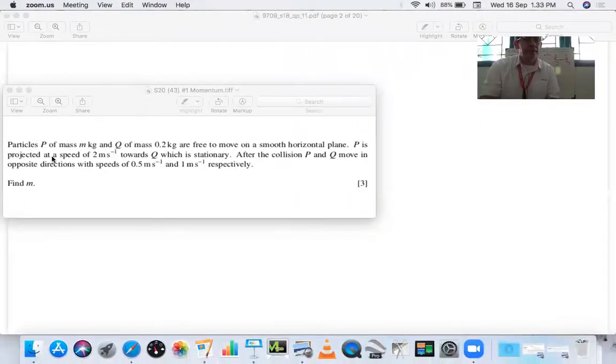It says particles P of mass m kilograms and Q of mass 0.2 kilograms are free to move on a smooth horizontal plane. P is projected at a speed of 2 meters per second toward Q, which is stationary. After the collision, P and Q move in opposite directions with speeds of 0.5 meters per second and 1 meter per second respectively. Find m. So we need to find the mass of particle P.